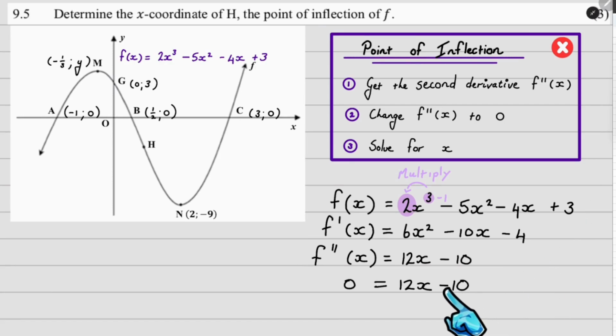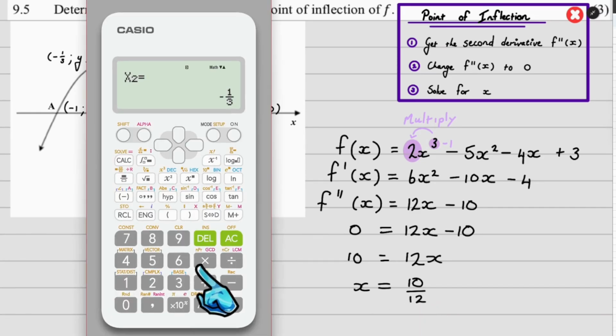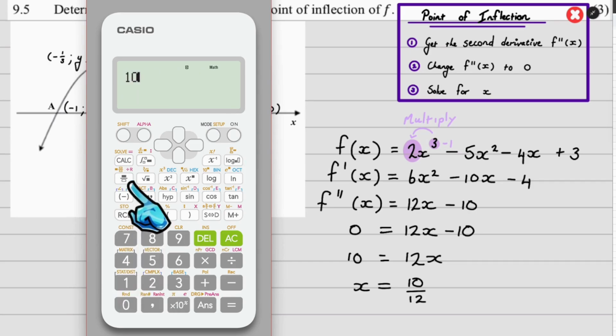Okay, I'm going to move this minus 10 over and it becomes plus 10. And then I'm going to divide both sides by 12. And then 10 over 12 can be simplified because they're both even numbers. So they can both be divided by 2 and I'll be left with 5 over 6. Bear in mind your calculator can check that for you as well. So I'll just say 10 over 12 and it will simplify to 5 over 6 for me.